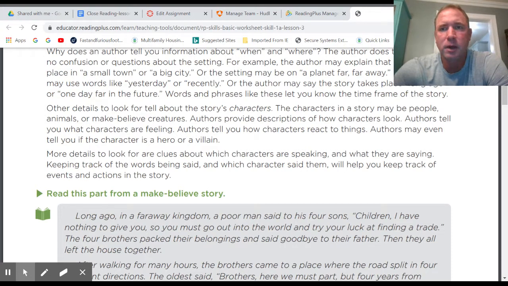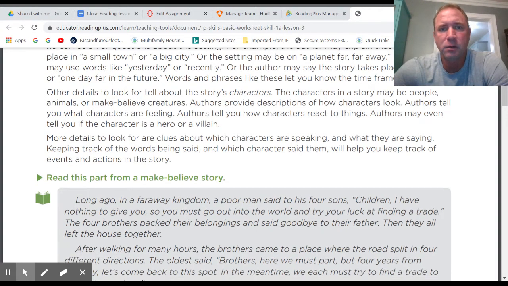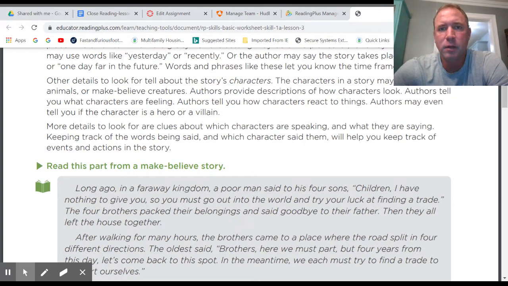For example, the author may explain that a story takes place in a small town or a big city, or the setting may be on a planet far, far away. An author may use words like yesterday or recently, or the author may say the story takes place long ago or one day in the far future. Words and phrases like these let you know the time frame of the story.